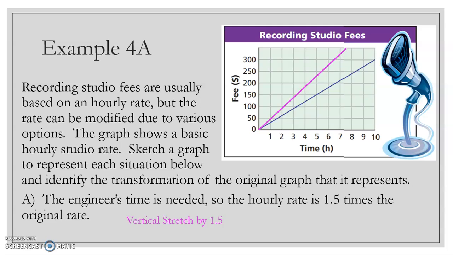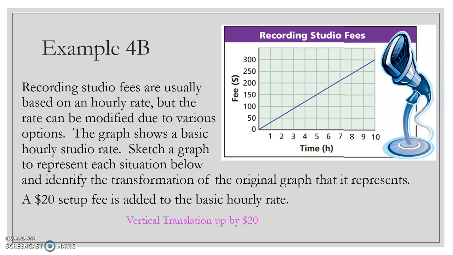We have one more example. Let's see what it is. In this one, it's the same situation, except instead of changing the hourly rate, they're saying that a $20 setup fee is added to the basic rate. So all that's doing is adding a flat fee of $20 before the rate kicks in. So that's just going to take the (0, 0) point and move it up to 20. So it's a vertical translation up by $20. So the fee has just increased by $20 every single time.